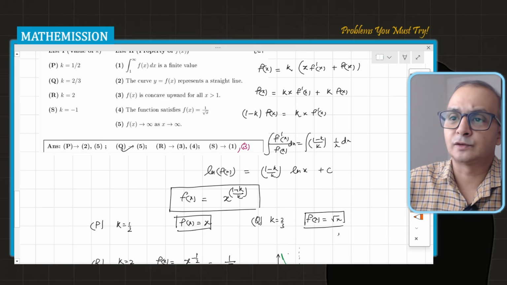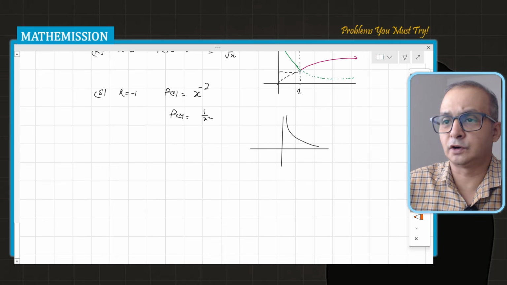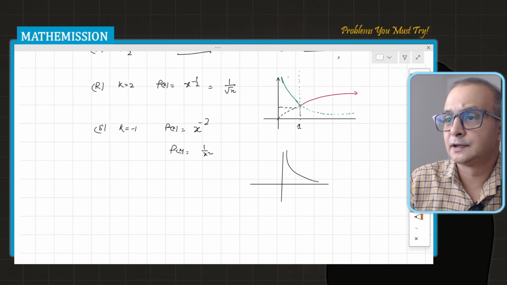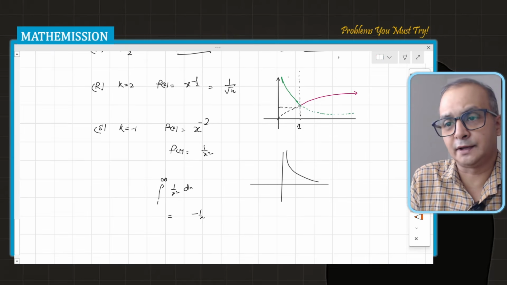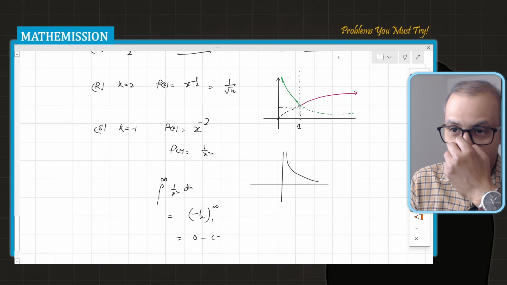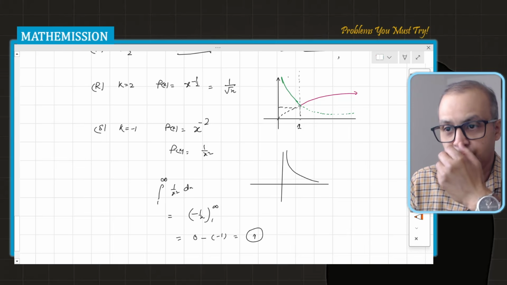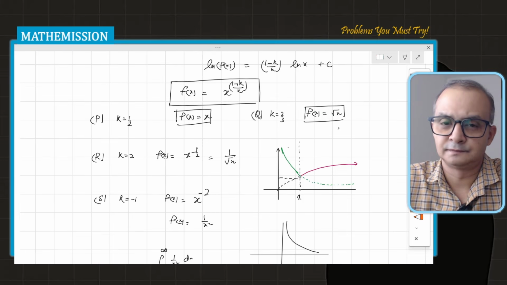But why is option 1 also correct? You see that from 1 to infinity, f(x) is a finite value or not. So let's establish it. I have the integral from 1 to infinity of 1 by x square dx, which is minus 1 by x from 1 to infinity. Of course this will give you 0 minus minus 1, so that is going to be plus 1. I think it's correct. Okay.